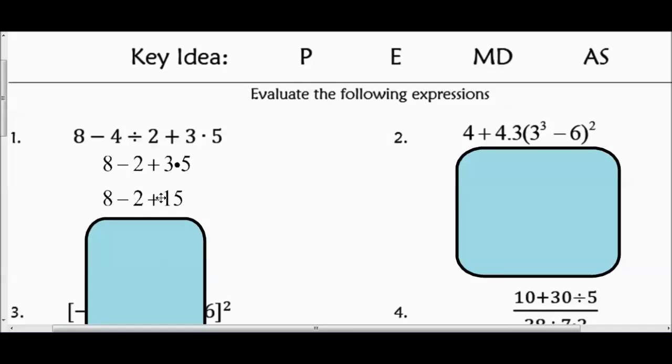Now I have subtraction and addition. Again, these are on the same level. We're going to work these left to right if it's just those two. So it's 8 minus 2, that's 6, plus 15 would give us a positive 9.